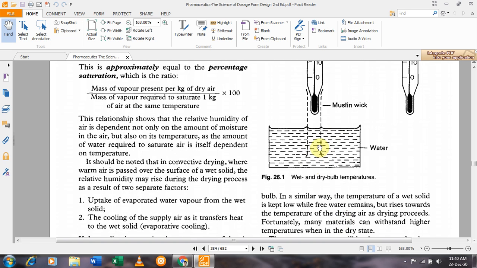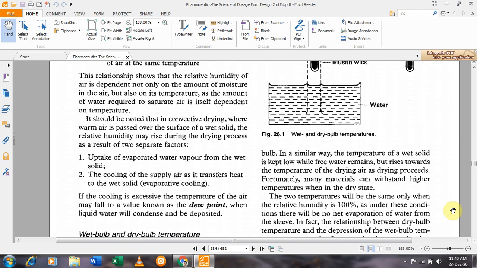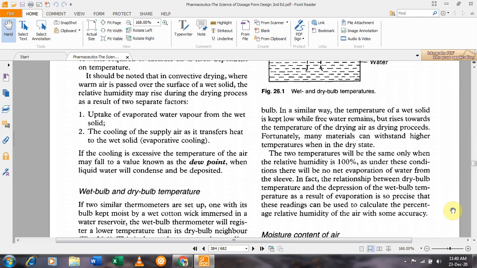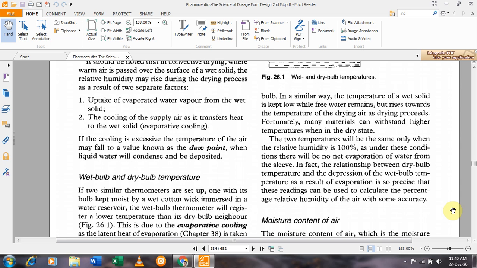In a similar way, the temperature of a wet solid is kept low while free water remains, but rises toward the temperature of the drying air as drying proceeds. Fortunately, many materials can withstand higher temperature when in a dry state. The two temperatures will be the same only when the relative humidity is 100%, as under this condition there will be no net evaporation of water from the sleeve.